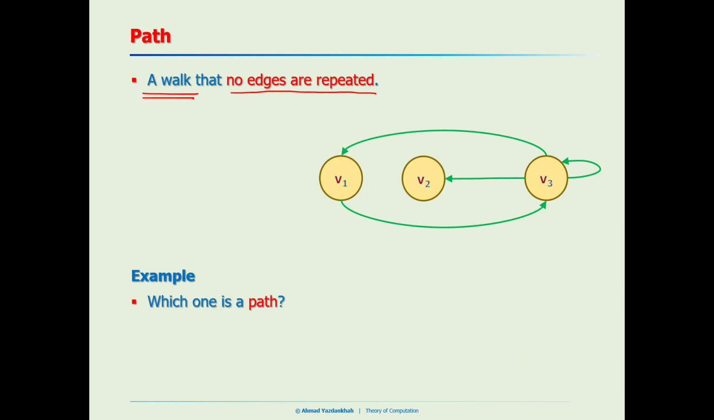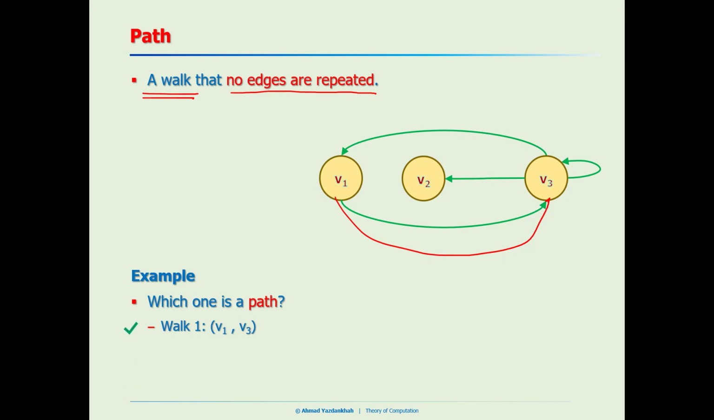So what is a path? A path is a walk. First of all, it should be a walk, but no edges are repeated. Or, in other words, every edge should be traversed or visited only once. All right? Let me take some examples. Which one is a path? V1 to V3, it's just one edge. So no edge is repeated. It is a walk and it is a path.